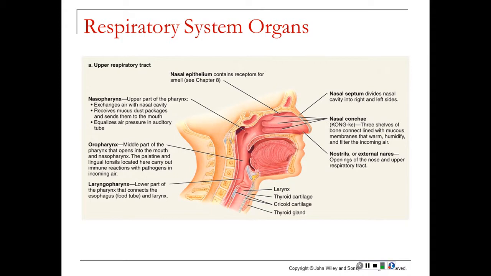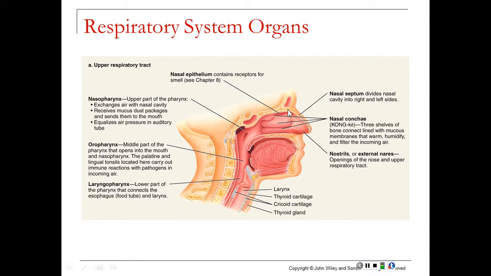So here you can see the upper respiratory tract, including our nasal cavity. The nostrils themselves are called external nares. The nasal concha, which you may recall from your skeletal bones, are those little extra pieces of bone that are covered in a mucous membrane to allow for turbulence with the air coming in. This is going to warm and humidify as well as filter the air that comes in. The nasal septum divides the nasal cavity into right and left sides. That nasal epithelium has those special chemoreceptors we talked about back in chapter 8.